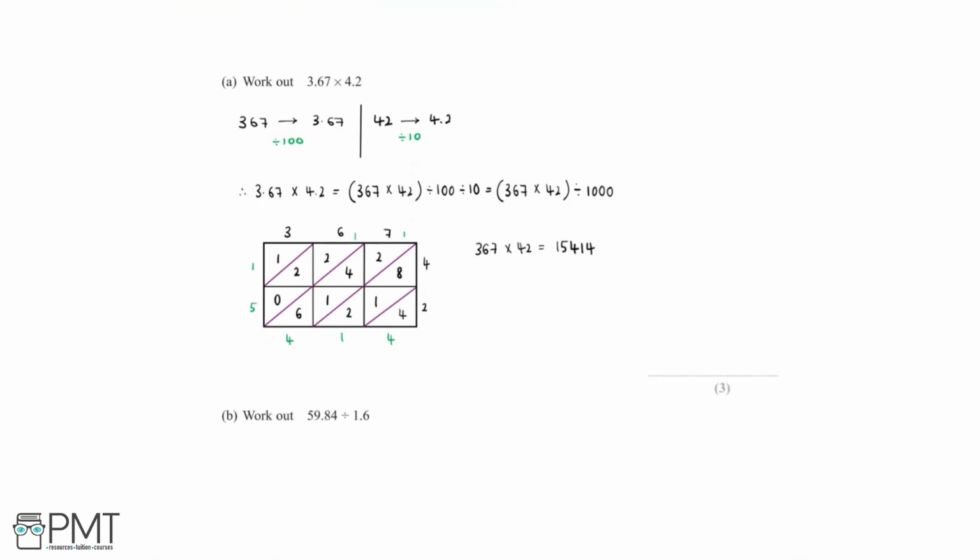But we're interested in finding out 3.67 multiplied by 4.2. And we said that in order to do this, we need to find 367 multiplied by 42 and divide this number by 1000. And so we need to do 15,414 divided by 1000, which is equal to 15.414. And so we've found out that 3.67 multiplied by 4.2 is equal to 15.414.